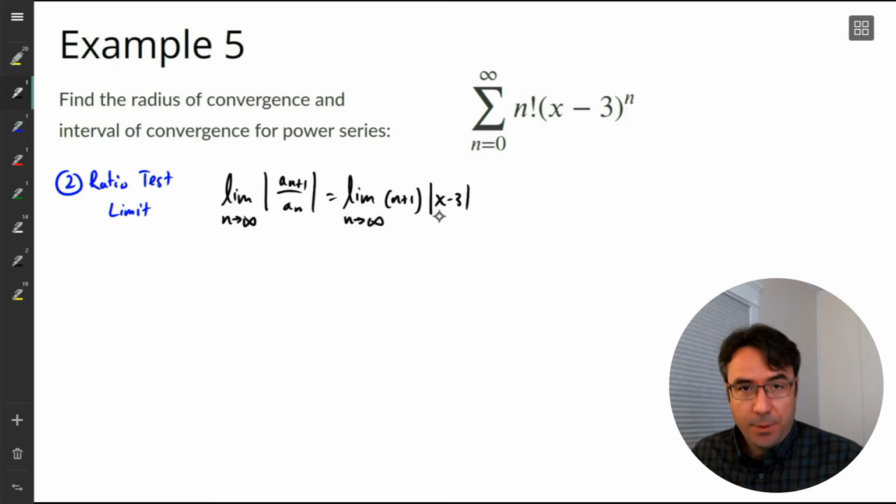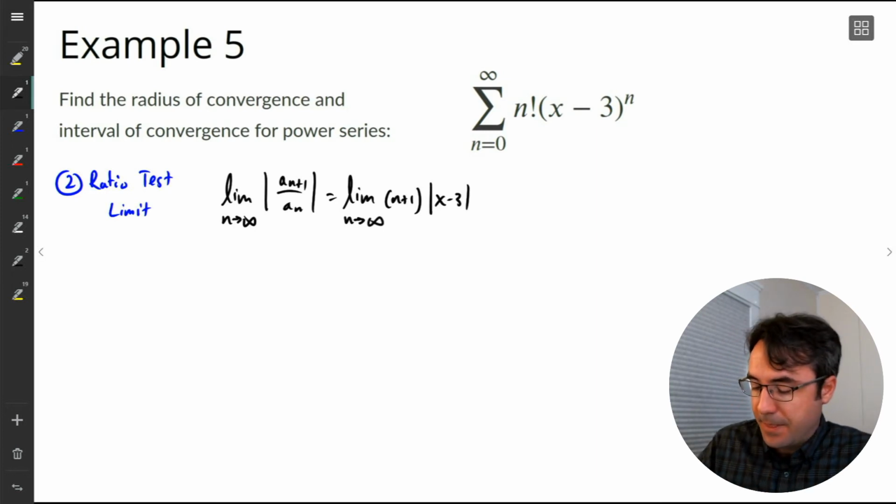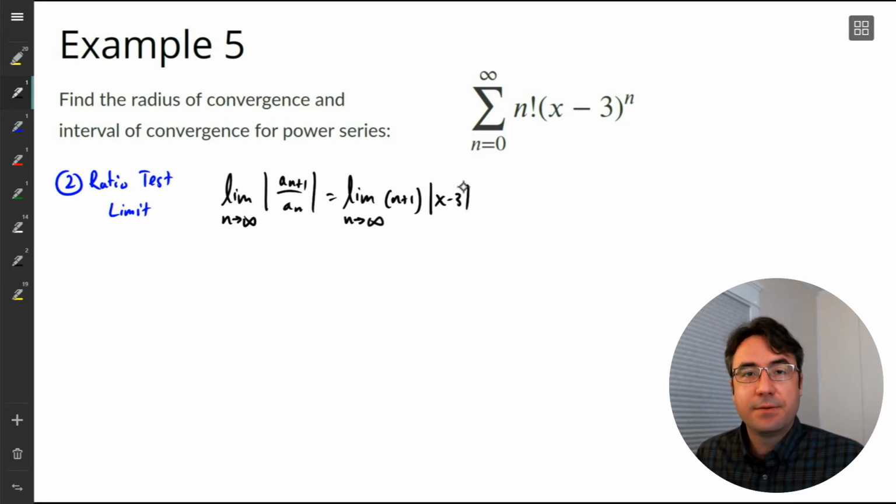So x is a variable. We don't know what x is, but in the context of this limit, n is the thing that's changing. If n is getting larger and larger, going to infinity, n plus 1 is going to infinity as well. And x minus 3 is not changing. It's fixed in the context of this limit. It's a constant. So we have this positive constant times the number n plus 1, and as n gets larger and larger, n plus 1 is getting larger and larger as well. So this whole expression gets really big and goes to infinity.